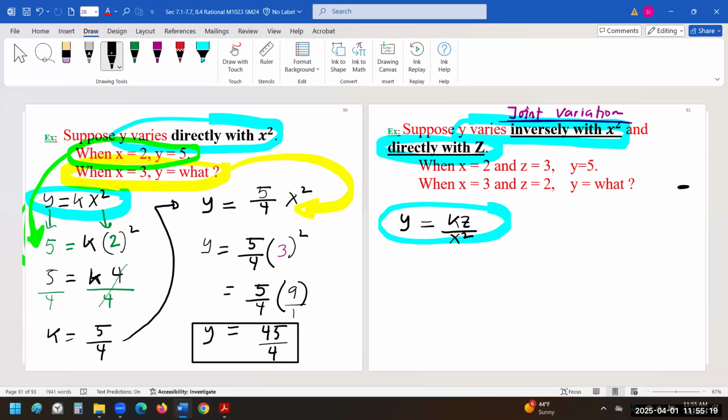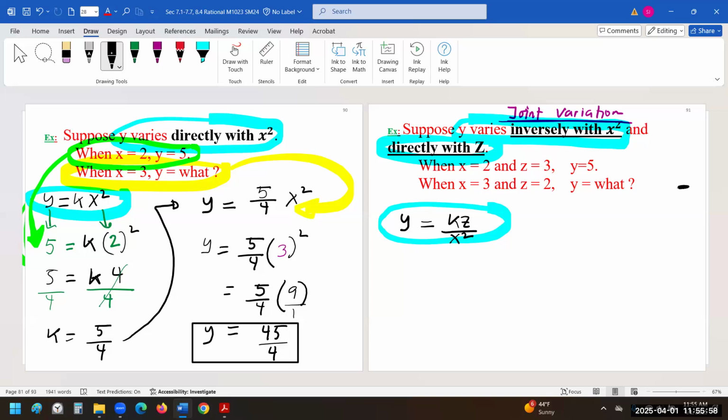Z is changing directly, so it's k times Z, but x squared is changing inversely, so it's k over x squared. But we have only one k because they are changing at the same time. They're not changing differently. They are changing at the same time with the same constant rate. So k must be once, and we have two different functions. One is directly, one is inversely. So that's the difference between the previous two examples we did and the joint variation. In joint variation, we have a numerator as well as a denominator.